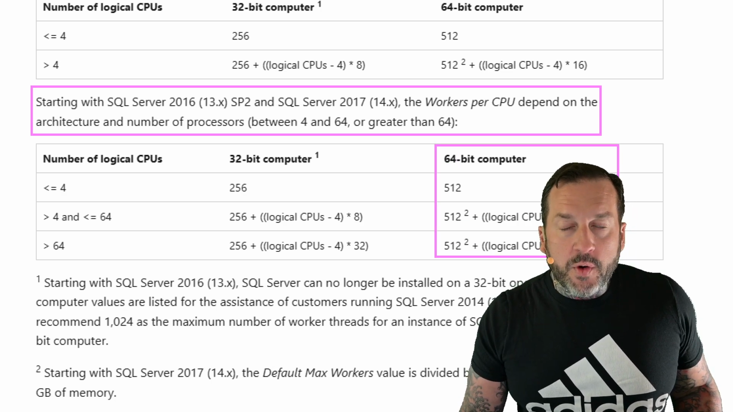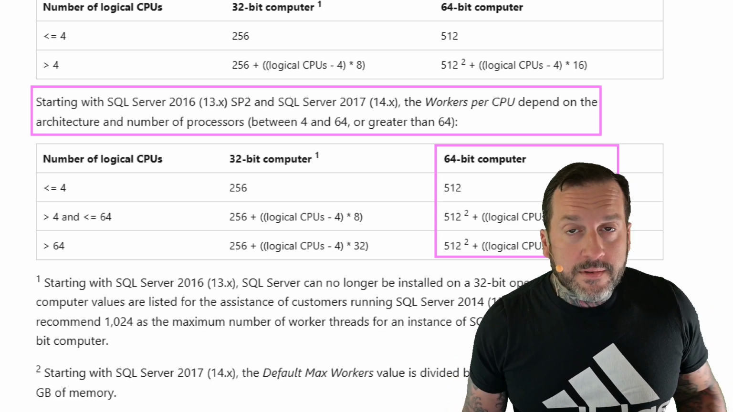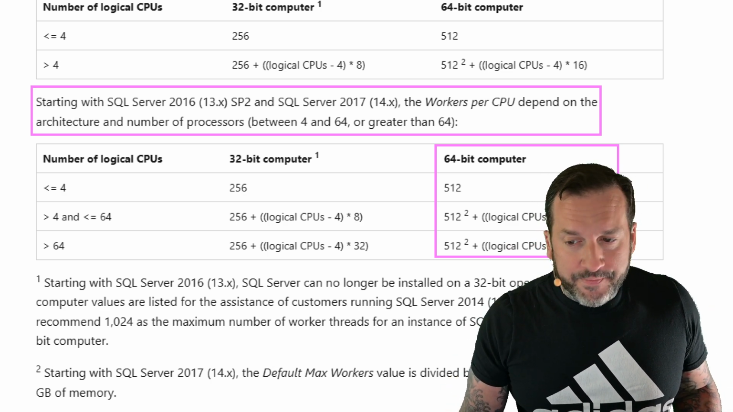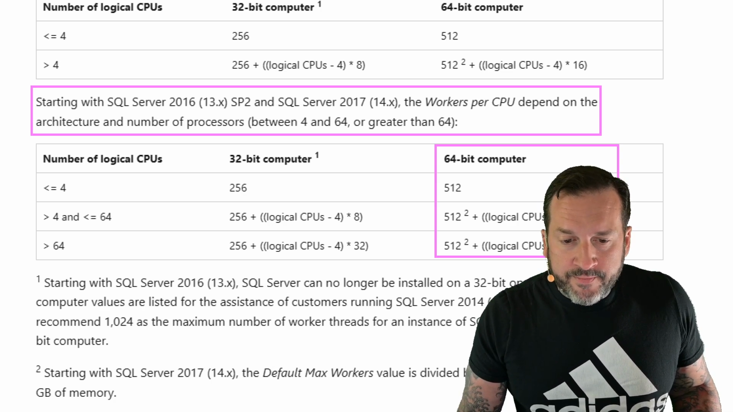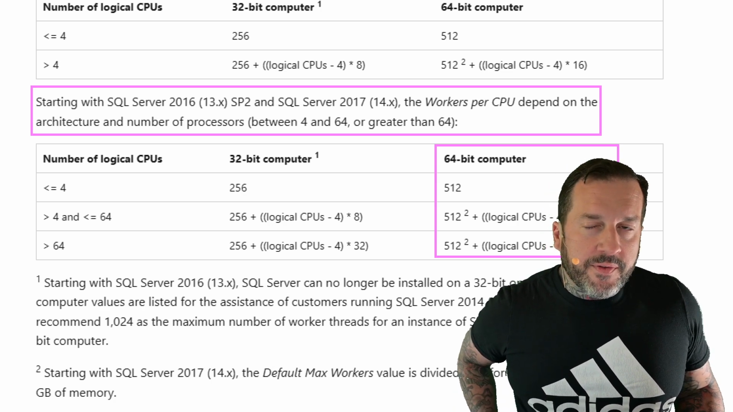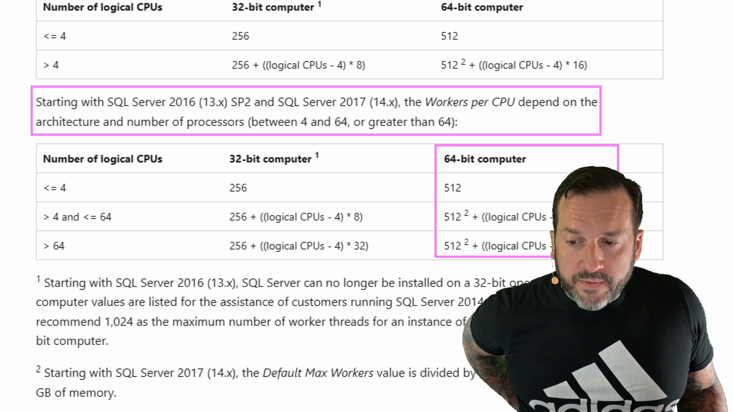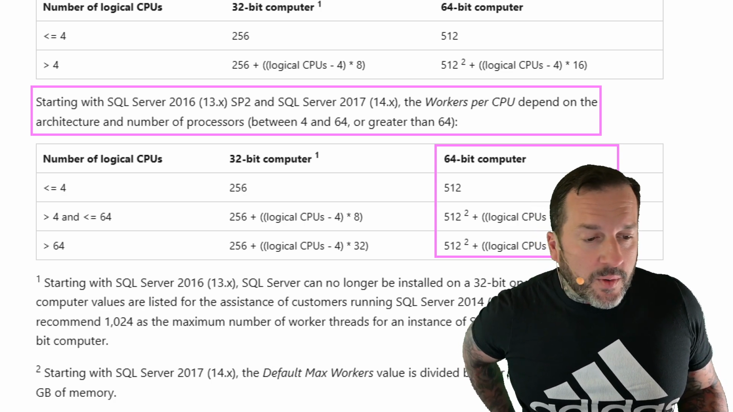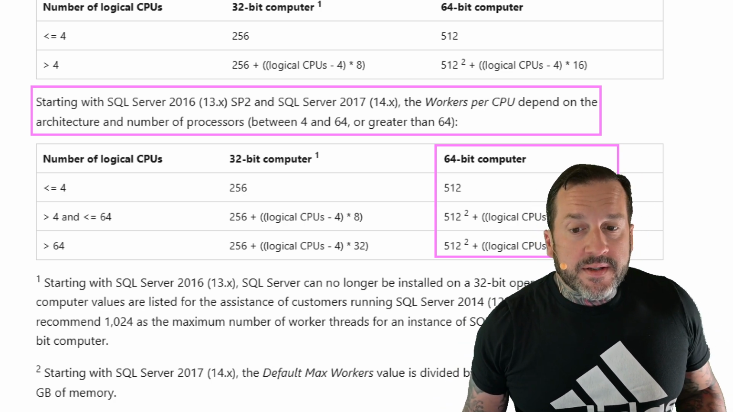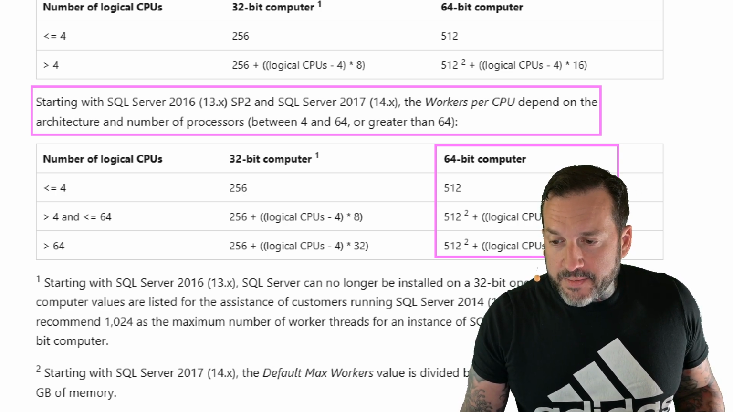So if you have fewer than or equal to 4, don't want to leave equality out of it, you get 512 worker threads. If you have greater than 4 and less than or equal to 64, you get 512 plus the number of logical CPUs minus 4 times 16. And if you have greater than 64 cores, the only thing that changes is it goes times 32.